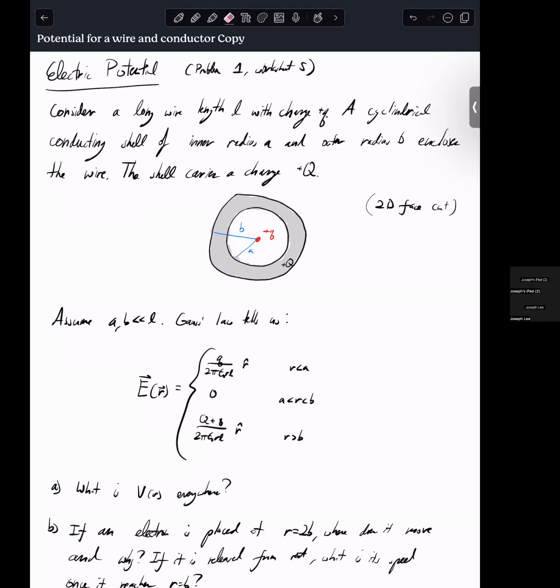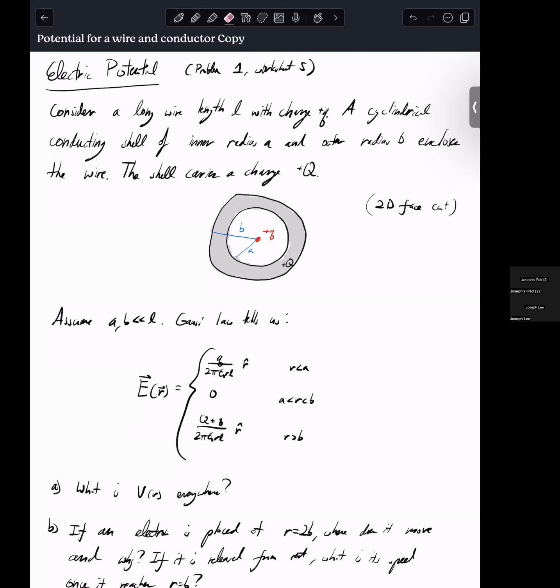So this is a potential problem. The question is the following, and this is from worksheet number 5. This is problem 1. So consider a long wire of length L with charge plus Q. A cylindrical conducting shell of inner radius A and outer radius B encloses the wire. The shell carries a charge of plus Q.